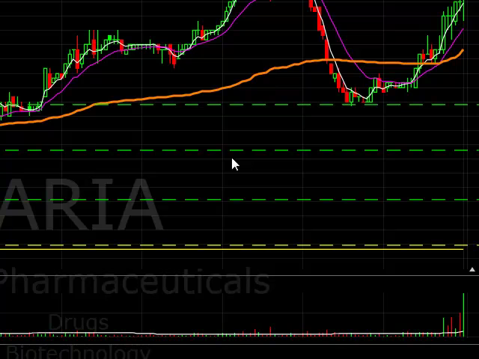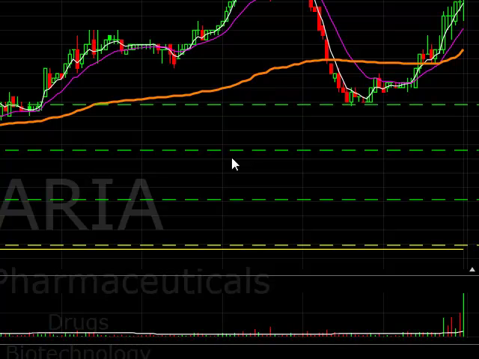Let's start with a look at ARIA, which finished up 8.8% for the day. These are intraday scalp trades. They may have finished fine for a swing, but I'm focusing mainly on how we could have played them intraday to make some money. So scalps, right?